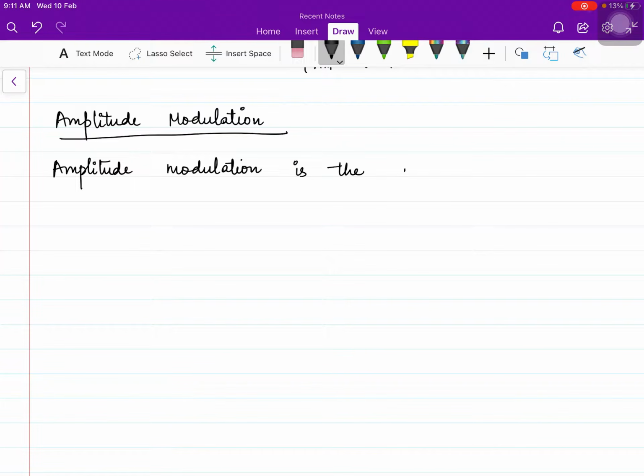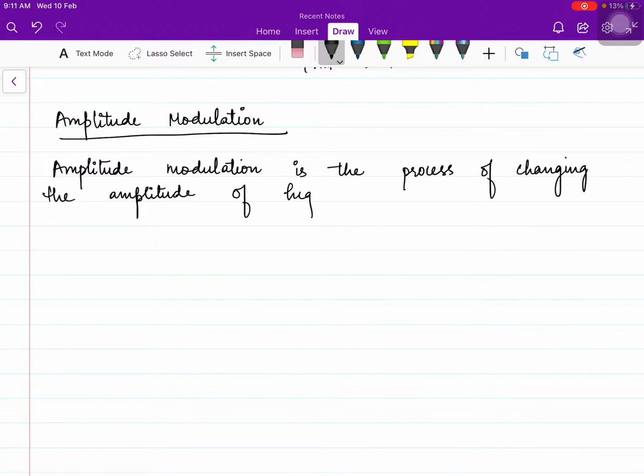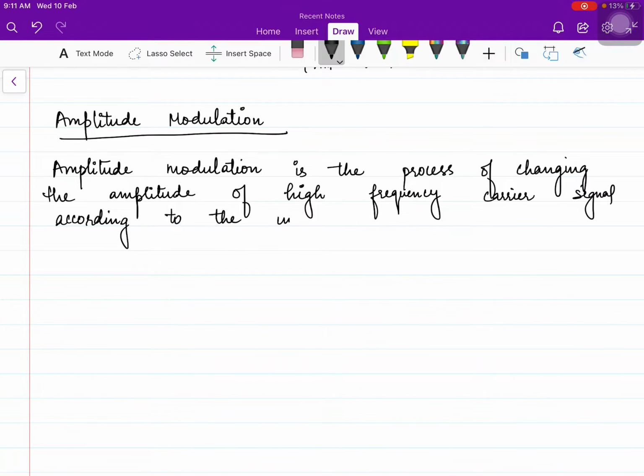is the process of changing the amplitude of a high frequency carrier wave, a high frequency carrier signal, according to the instantaneous value of the modulating signal. That is called amplitude modulation.